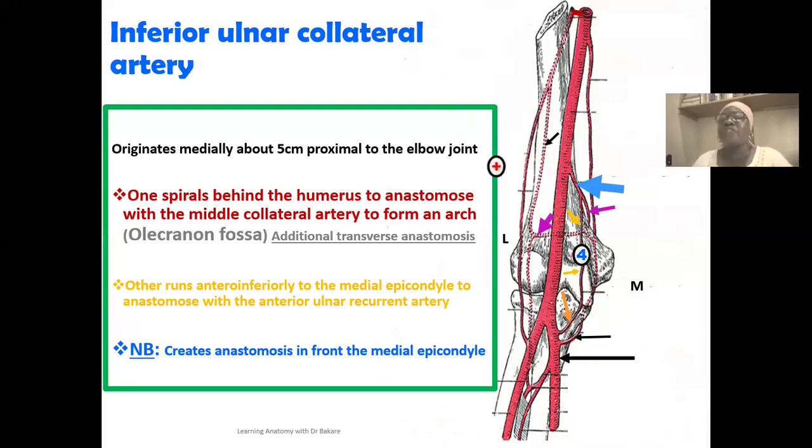And also, do not forget that we have an additional anastomosis that is created around the posterior region of the humerus. This is specifically seen around the olecranon fossa. Of course, it is formed by the spiral branch of the inferior ulnar collateral artery and also the middle collateral artery, which of course is a branch from the profunda or the deep brachial artery. So in some tests, you may see it as 5 anastomotic points, while in some tests, you may see it as 4 anastomotic points.